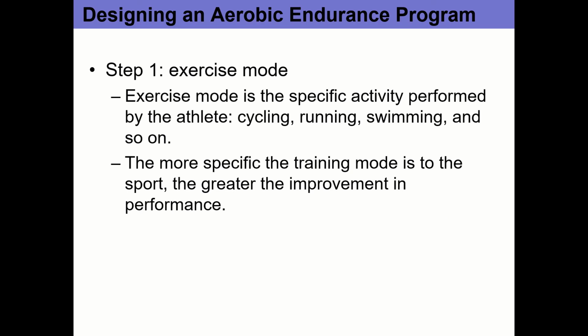So in terms of designing a program, this chapter runs you through steps just like the other chapters. When we're designing a program, the first thing is exercise mode. Remember that mode is what we're actually doing. So in the case of endurance training, exercise mode includes things like cycling, running, swimming, and various other activities, rowing, for example.